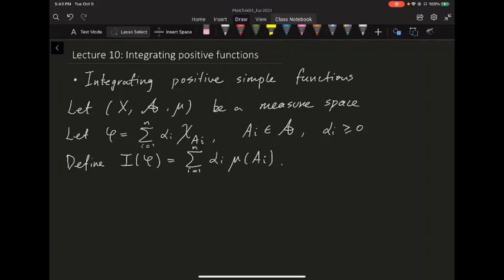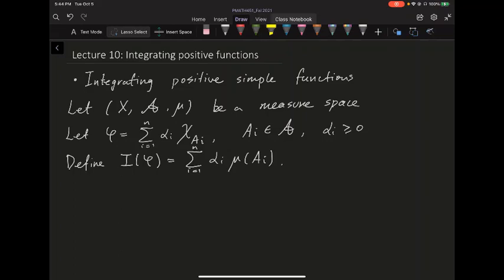Okay, so in this first lecture of this chapter, we're again defining the integration of positive measurable functions, and in this first video, we're going to define how to integrate positive simple functions. Okay. So here's the setup.